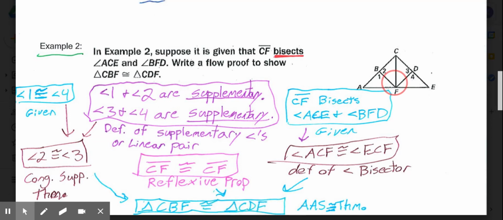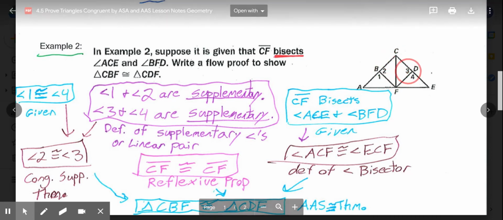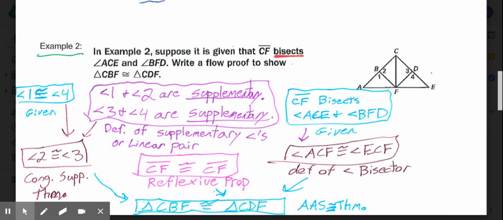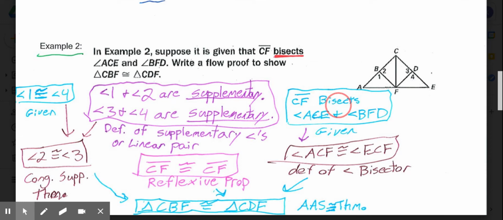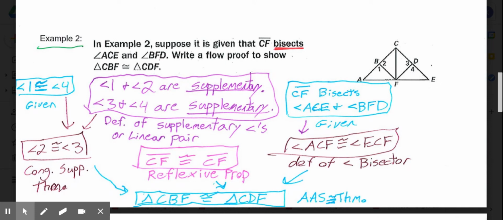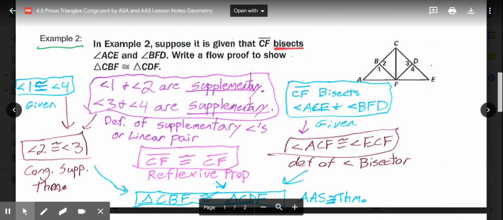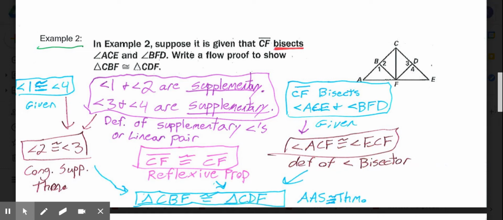If I knew this angle down here was equal to this one up here equal to this one, I would also know 2 is congruent to 3. So 1 has to be congruent to 4. Just part of the info. But let's start over here. They gave us CF bisecting ACE and BFD. So we write the info in a box. Reason goes next to the box, which was given. What that leads me to being able to say is that angle ACF is congruent to angle ECF. And that's from that definition of an angle bisector.